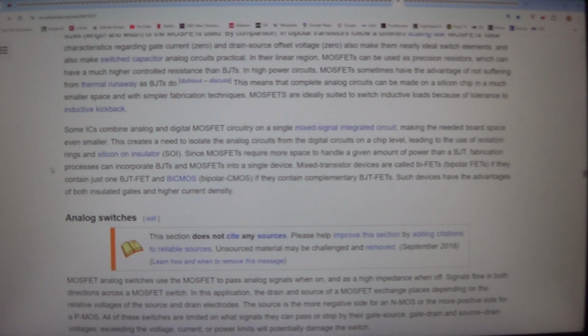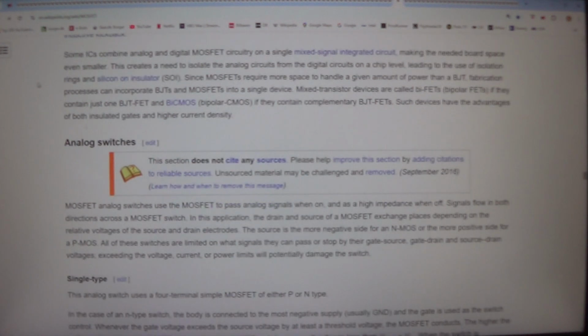This means that complete analog circuits can be made on a silicon chip in a much smaller space and with simpler fabrication techniques. MOSFETs are ideally suited to switch inductive loads because of tolerance to inductive kickback. Some ICs combine analog and digital MOSFET circuitry on a single mixed signal integrated circuit, making the needed board space even smaller. This creates a need to isolate the analog circuits from the digital circuits on a chip level, leading to the use of isolation rings and silicon on insulator, SOI.